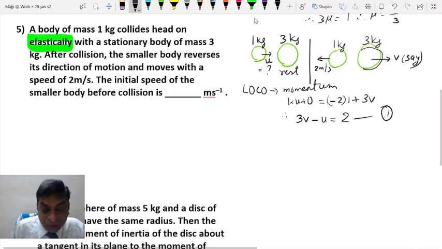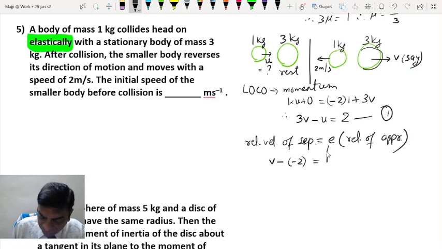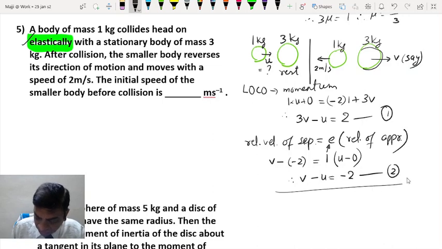Then Newton's experimental law states that the relative velocity of separation is equal to e times the relative velocity of approach. So the relative velocity of separation, as you can see, is v minus of minus 2. The coefficient of restitution is 1 for a perfectly elastic collision. The relative velocity of approach is u minus 0. So the other equation is v minus u is equal to minus 2. This is the other equation.